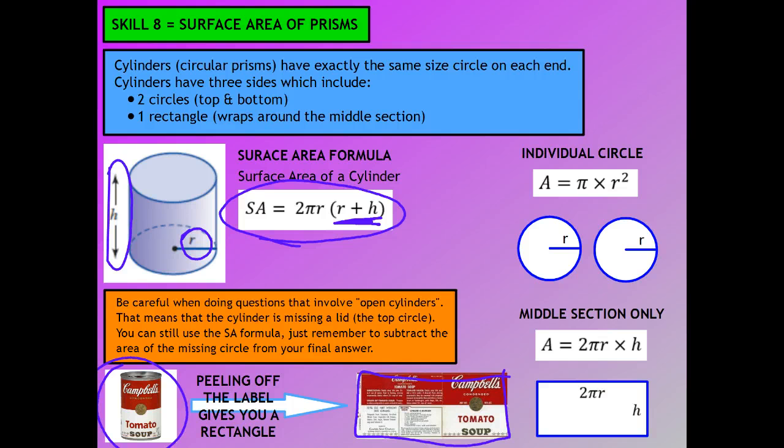If you need to find the area of an individual circle, you can still do that with the formula pi times r squared. And if for some reason you needed to find the area of just the label section of the can, so the rectangle we were speaking about, that would be found using 2 times pi times r times h.